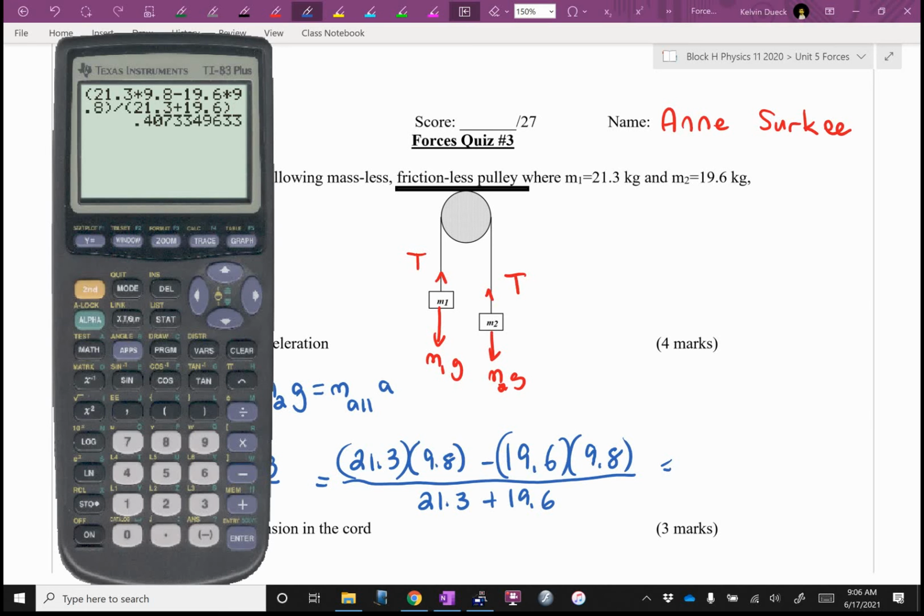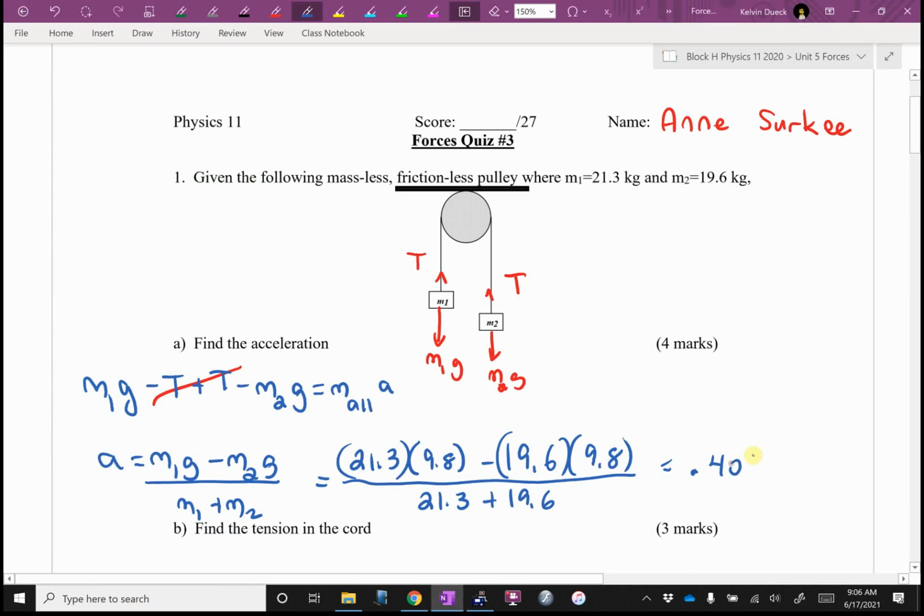Did y'all get 0.407? If you got that and put meters per second squared for the correct units, I would give you 4 out of 4. You'll notice, although acceleration is a vector, I'm not asking you for the direction. The reason is I've got one thing accelerating up and one thing accelerating down. There's more than one direction here. So typically I'm just asking you for the magnitude.